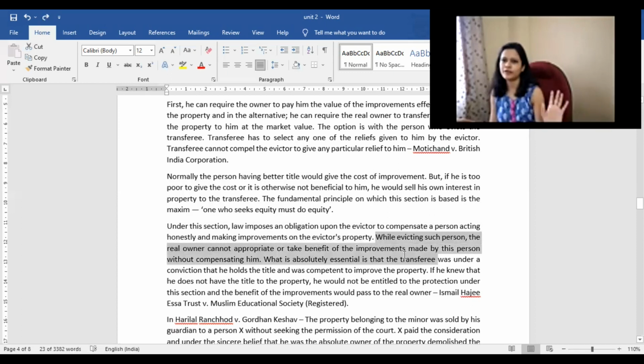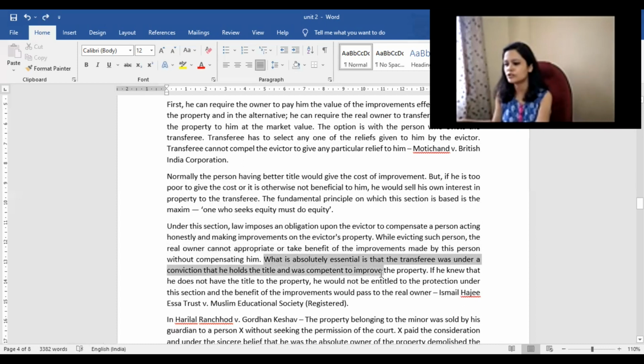He cannot be like, okay, fine, you constructed this gate, that's fine, I'm going to use it. That should not happen. He should not be taking the benefits of such improvements without compensating this person. What is absolutely essential is that the transferee was under a conviction that he holds the title and was competent to improve the property. So that is very important. Based on that belief only, this entire concept would either apply or not apply.